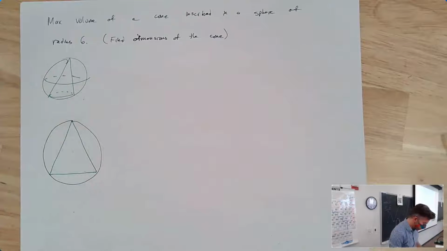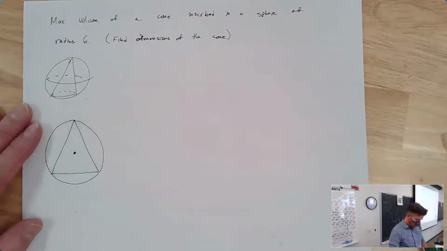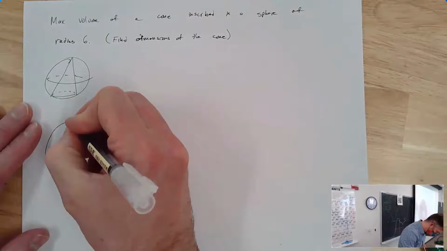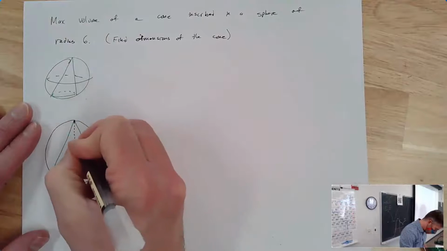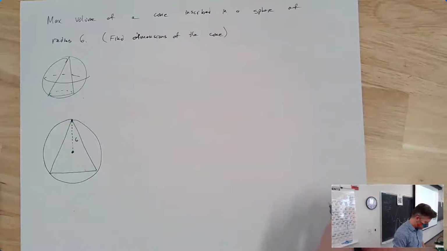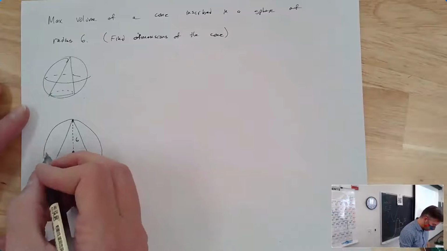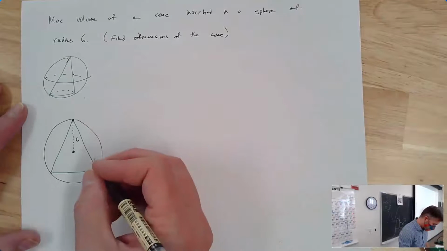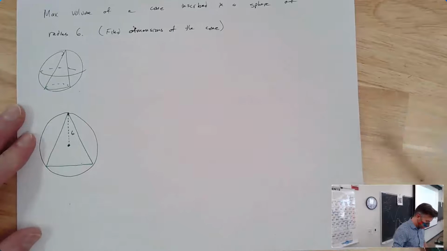So there's my triangle. Here's the center of the circle. And I know that this length here is the radius. That's 6. And do I need to know where my center is here? I'm not sure. I'm really not, actually. I'm trying to think about what I want. Well, let's label some stuff.